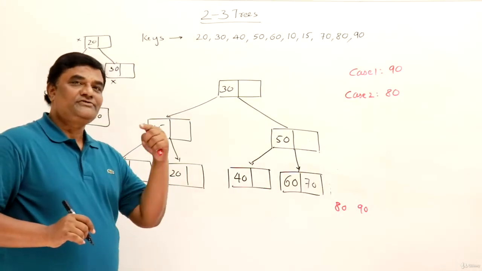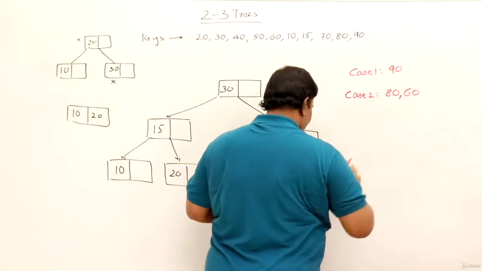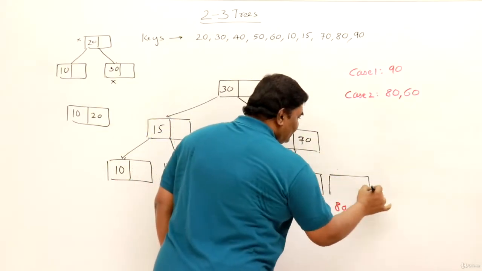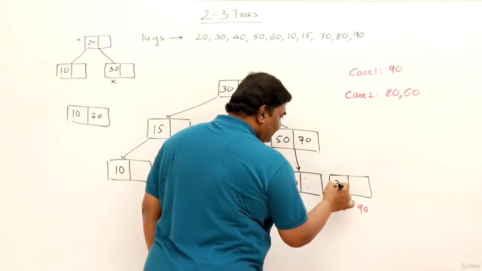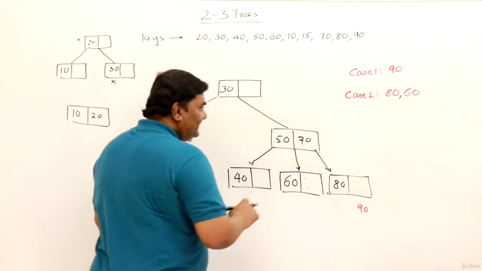Now I will show you case 2 once again for another key, that is 60. So I will write down the things back again. This was 70 and this is 50, 80. This was 80. Okay, 90 is already gone. So now delete 60.